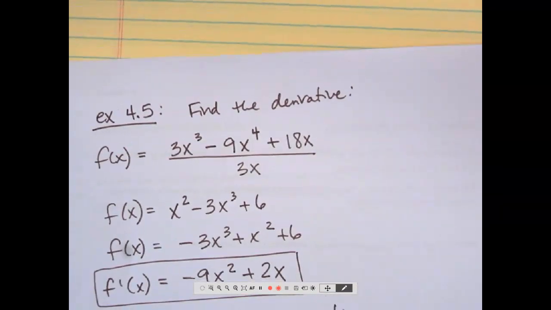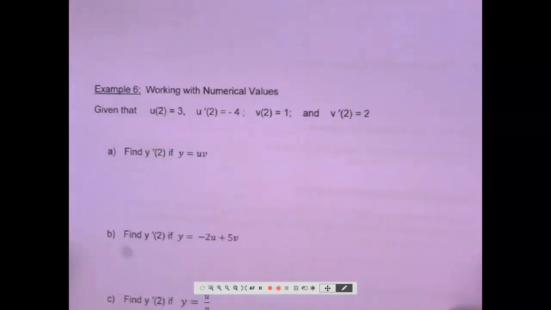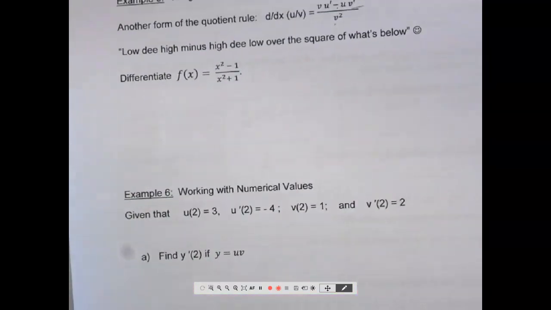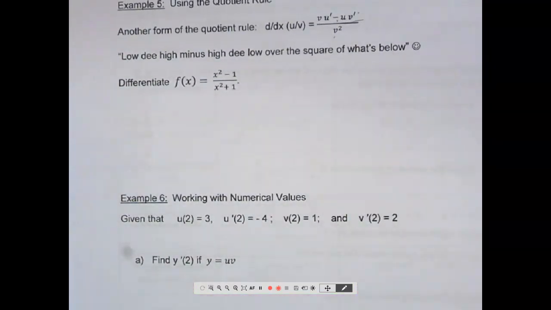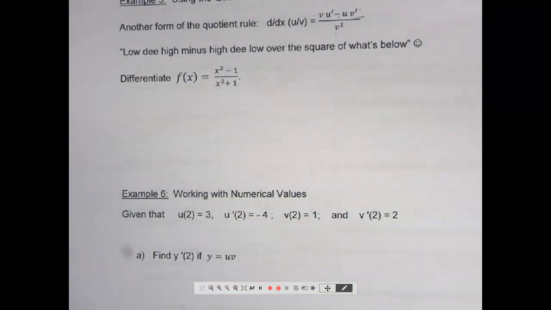All right, so how do you know if you have to use the rule? Okay, we'll do one right here, this next one. Okay, so for this next one, we're going to use the quotient rule. Okay, so what does differentiate mean? Find the derivative. What does derivative mean? Slope of the original function. Slope of the function, slope of the tangent, instantaneous change at a particular point.